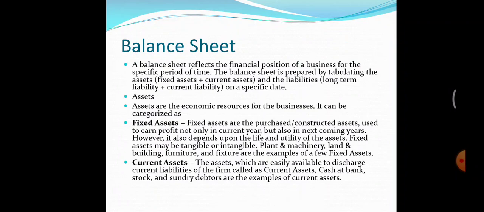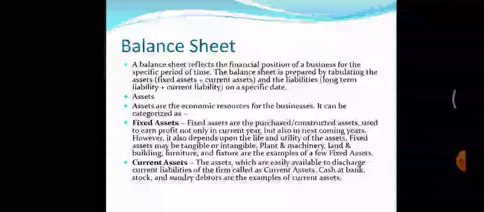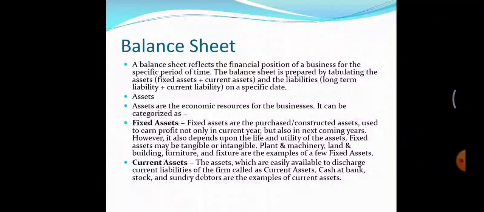Then the last one is balance sheet. A balance sheet reflects the financial position of the business for a specific period of time. The balance sheet is prepared with the assets, fixed asset plus current asset, and the liabilities, long-term liability plus current liability. Fixed asset. What is meant by fixed asset?